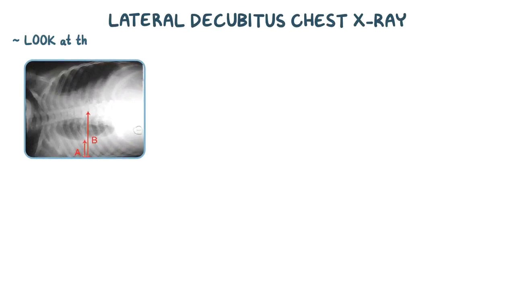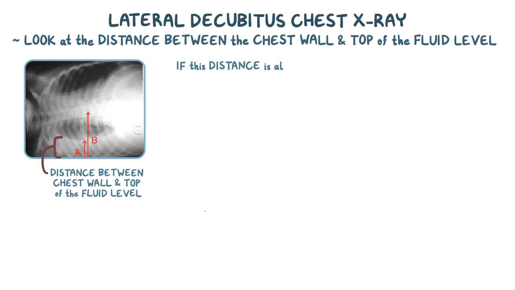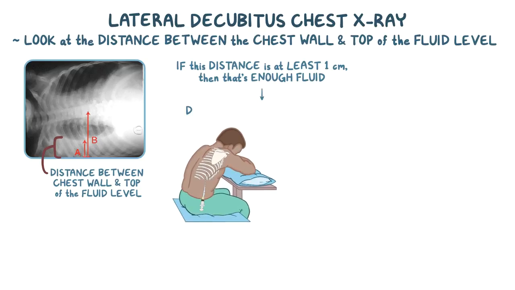Now, on lateral decubitus chest X-ray, we look at the distance between the chest wall and the top of the fluid level. Kind of like measuring the depth of an ocean, the chest wall being the seabed and the fluid level being the surface of the sea. If this distance is at least 1 centimeter, then there's enough fluid to proceed to the next step, a diagnostic thoracentesis, which is inserting a thin needle through the chest wall to obtain a sample of the effusion.